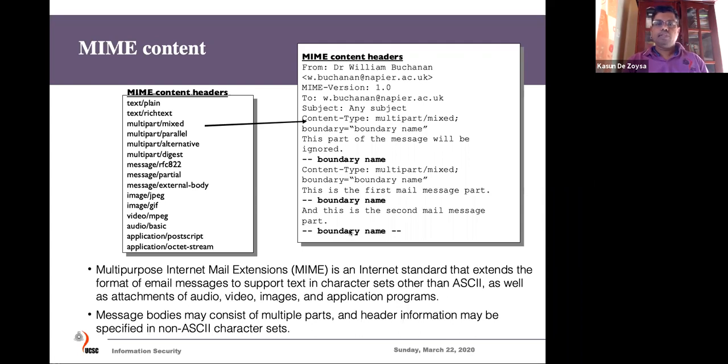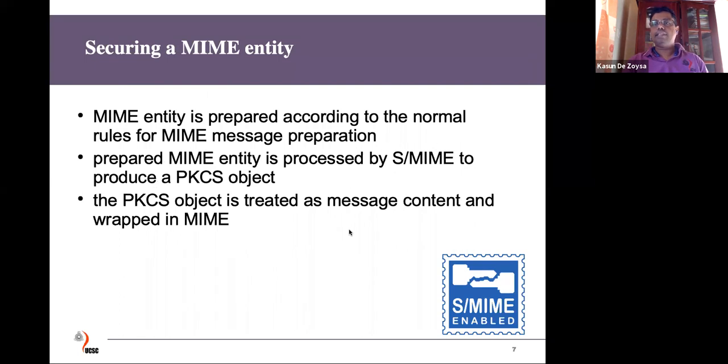Following this MIME structure, there is a standard created called S/MIME. It refers to the Secure MIME standard, or S/MIME. S/MIME is the international standard for providing protection of email. S/MIME defines how to encrypt the content, how to digitally sign the content, and so on. Everything is properly structured.